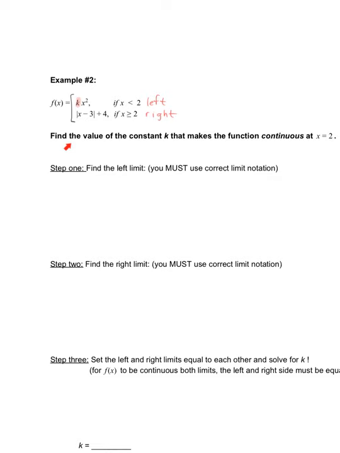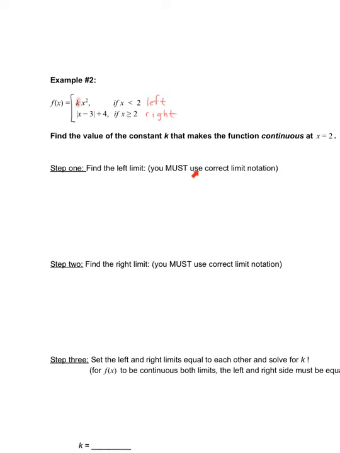So we want to find the value of the constant, the number k, that makes the function continuous at x is equal to 2. So let's review the definition of continuous. There has to be a y value, and the second step is what we focus on. There has to be a limit. In order for a limit to exist, the left and the rights have to be the same. So we focus on that. So I'm on step 1. The first step is to find the left limit.